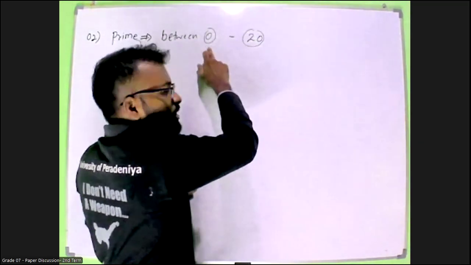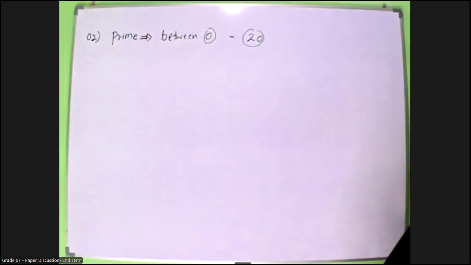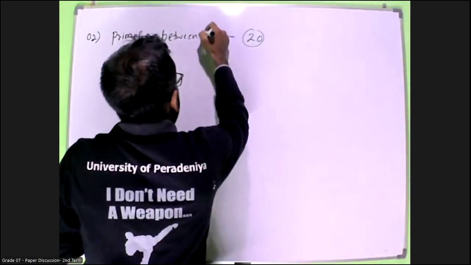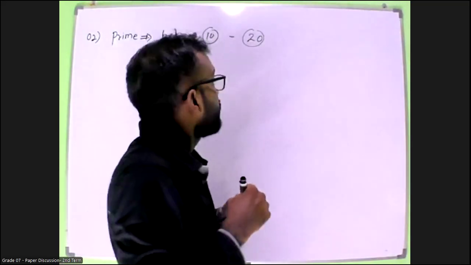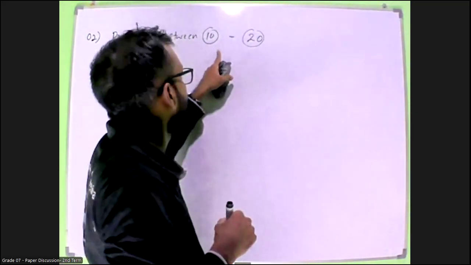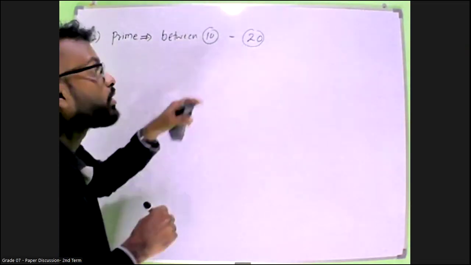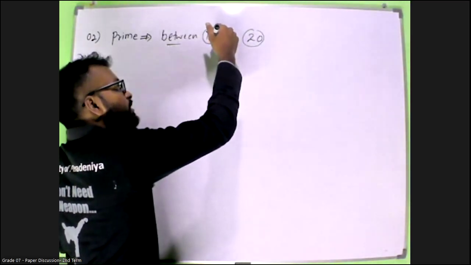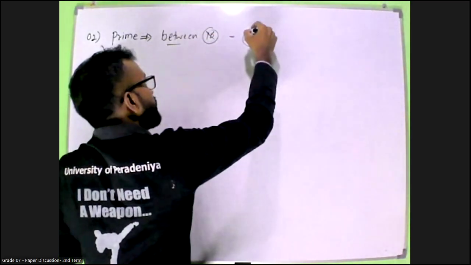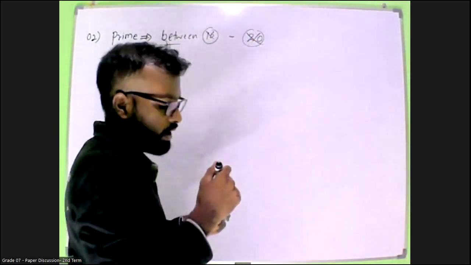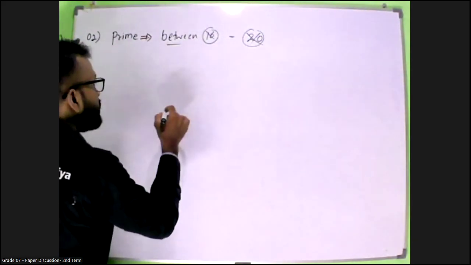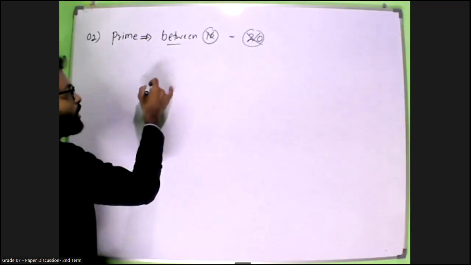Even if they are, sir, 10 to 20, right? Even if 10 and 20 were prime numbers, you cannot write them down because this word, between, is important. So 10 cannot be included, even if 10 is a prime number. Even 20 cannot be included, even if 20 is prime.